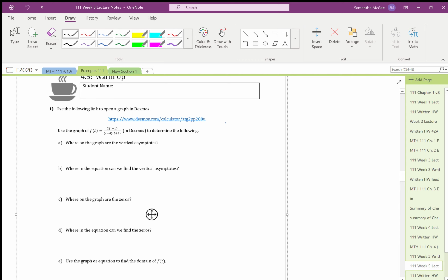Looks like the 4.5 warm-up accidentally got left off, so this video is going to go over the 4.5 warm-up. It starts by looking at this graph in Desmos. I recommend actually pulling up that specific link because we have it all set up so that we can see the vertical asymptotes, the x-intercept, and the function.